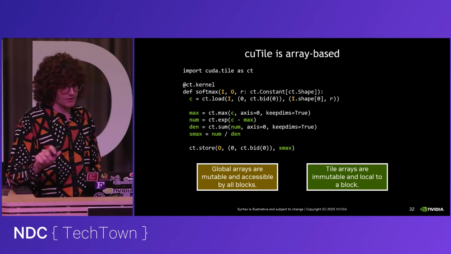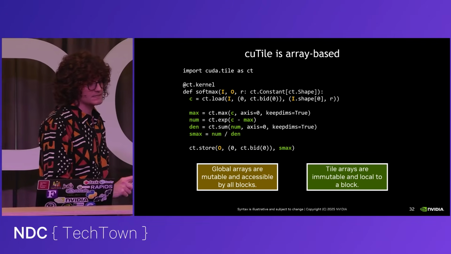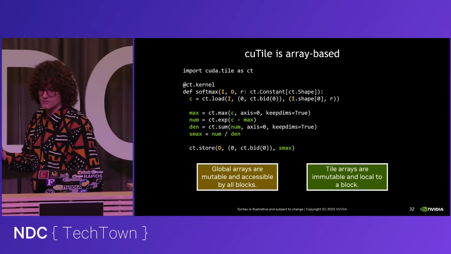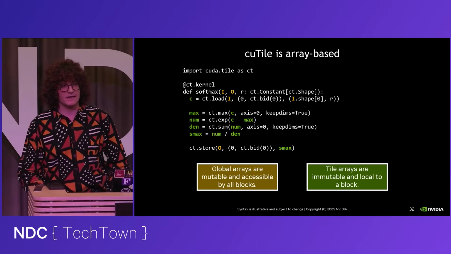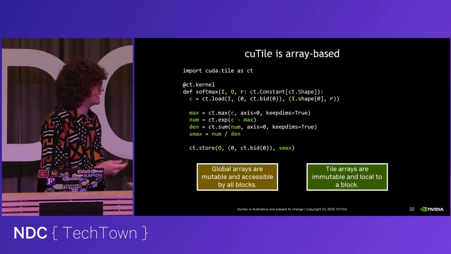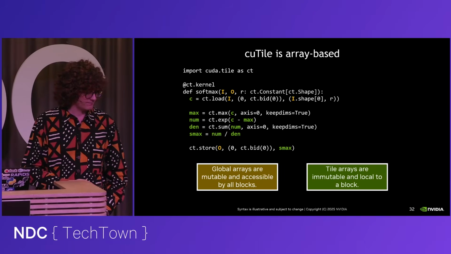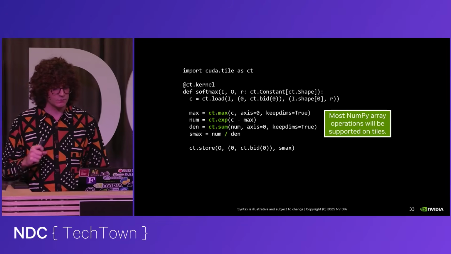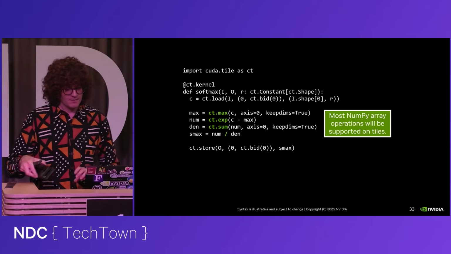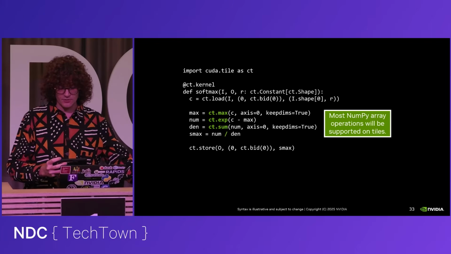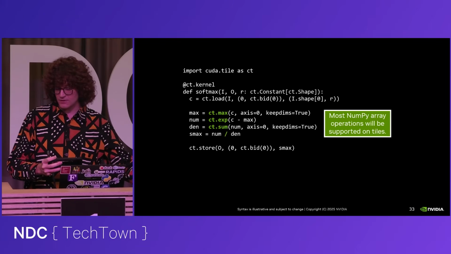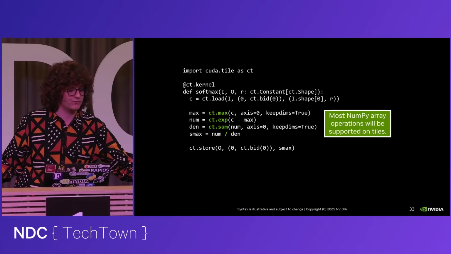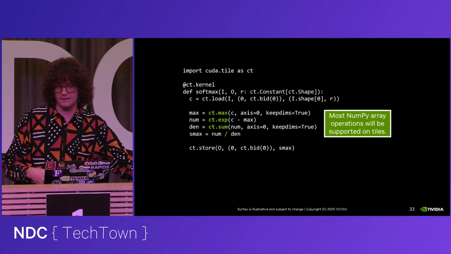Now, tile arrays are immutable, NumPy-like arrays that are local to a block. The operations on tiles will always return a copy, not a view, and they are parallelized across the block's execution resources. Most of the operations that you can perform on NumPy arrays will be supported on tiles. But from the perspective of the block's single thread of control, while all those operations are parallelized, those operations are performed sequentially, just like they would be in NumPy.